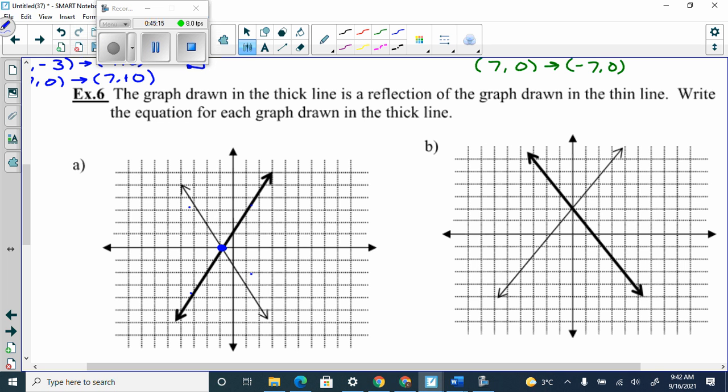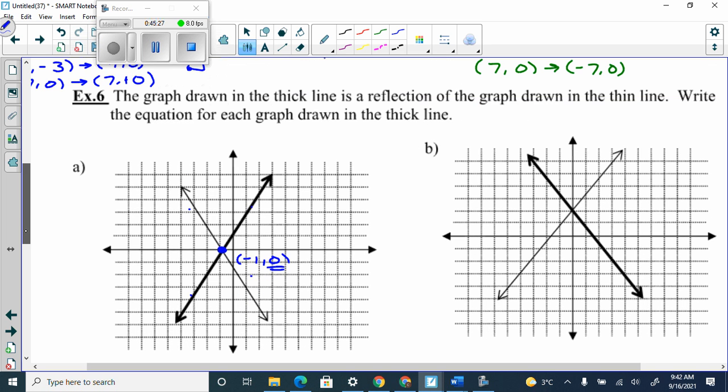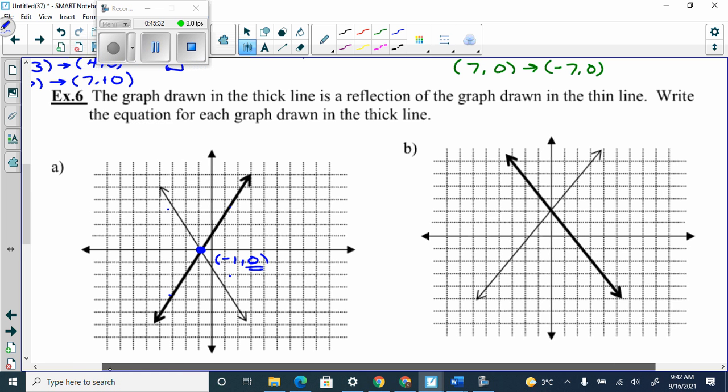Or we could say, this is negative 1, 0. My y's are staying the same, so then that means my y's are reflecting. If my y's are reflecting, it's about the x-axis, right? So here it says the graph drawn in the thick line is a reflection of the graph drawn in the thin line. Write the equation for each.